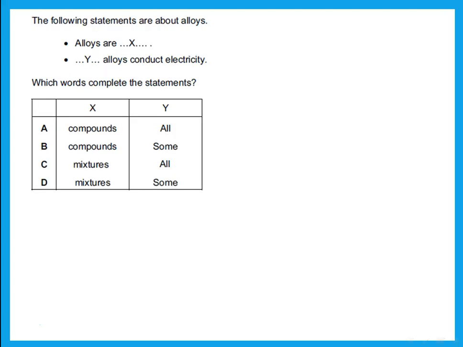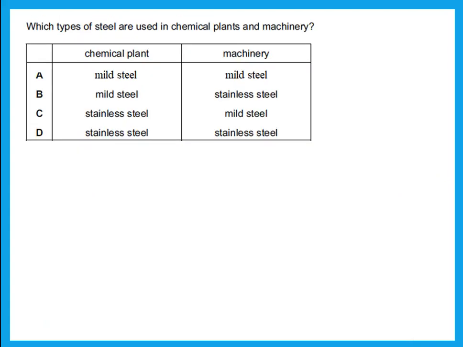Okay. The following statements are about alloys. So we're saying alloys are what? Compounds or mixtures? We said alloys are mixtures of metals. Now, alloys conduct electricity. Do you expect all alloys to conduct electricity or only some of them? Well, what is the definition of alloy? Alloy is a mixture of metals and other elements. So it should have at least one metal, and if it has a metal, it will conduct electricity. So all alloys conduct electricity. So my answer is C.